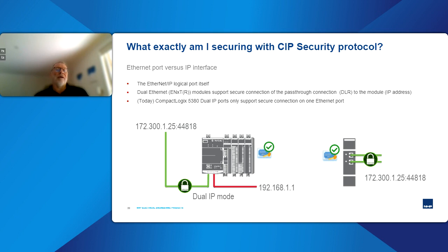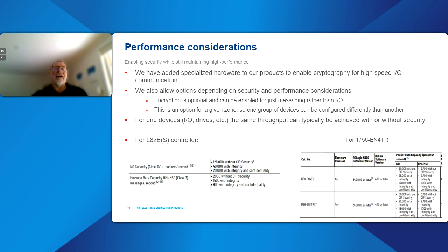But in the case of a CompactLogix with two ports in dual IP mode, you can only lock one of those ports today. The other port, which is normally considered the outgoing port, if that's locked, you can't lock the other port. You can only lock one or the other. That will change in the future. There are some technology issues with it at the moment, but they will be resolved and move forward from there. Okay, so this is the slide I was hinting at, about some performance considerations.